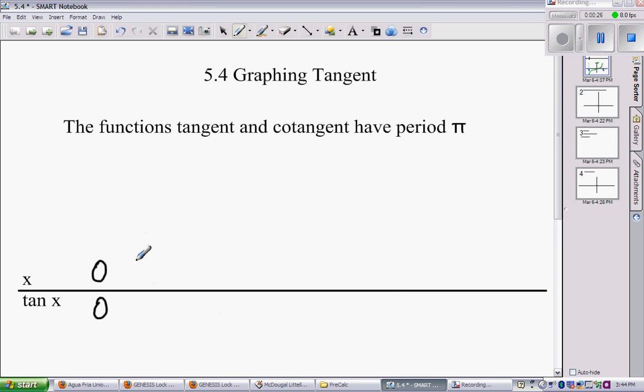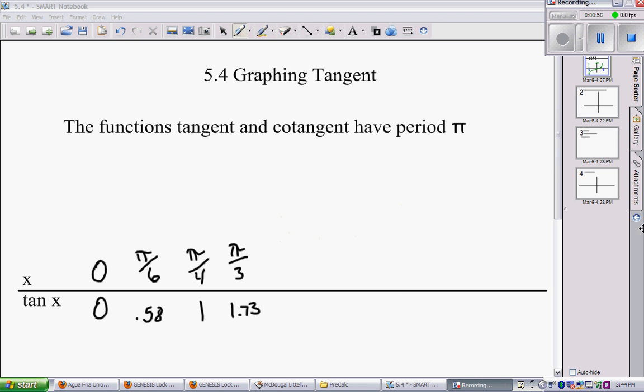When you take the tangent of pi over 6, it's 0.58. Tangent pi over 4 is 1. Tangent of pi over 3 is 1.73.